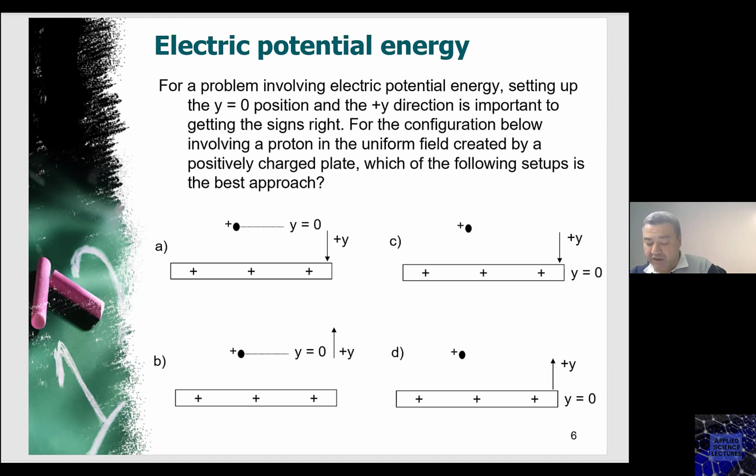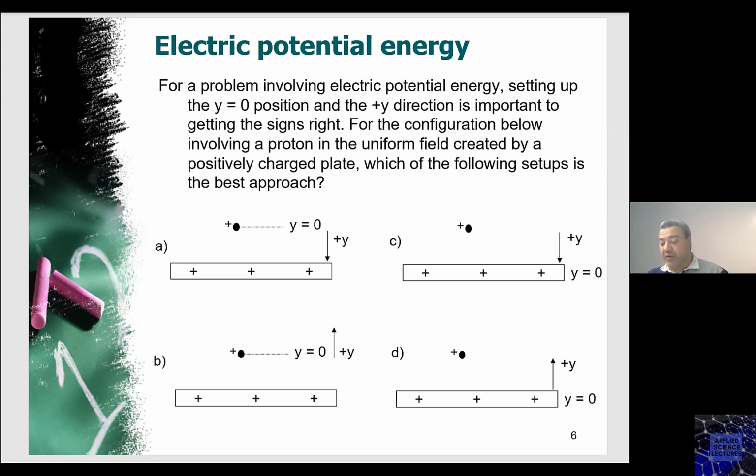Now for this example, for a problem involving electric potential energy, setting up the y equals 0 position and the positive y direction is important to getting the signs right for the configuration below, involving a proton and the uniform field created by a positively charged plate.